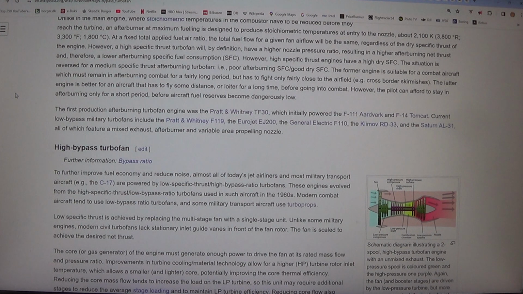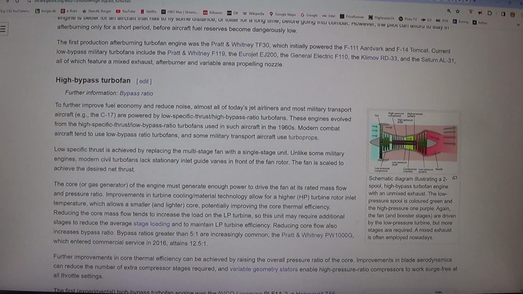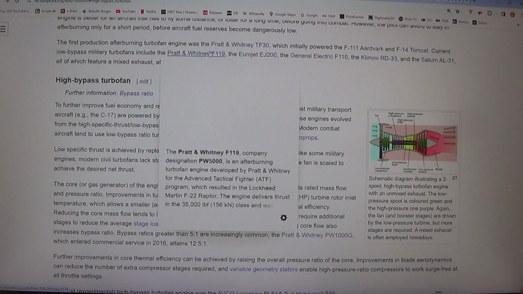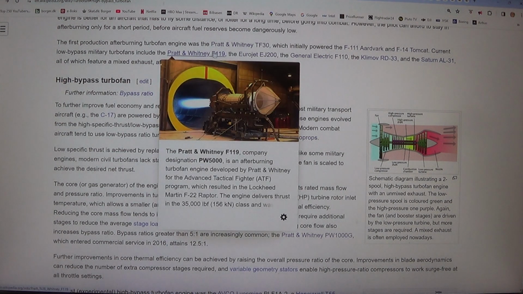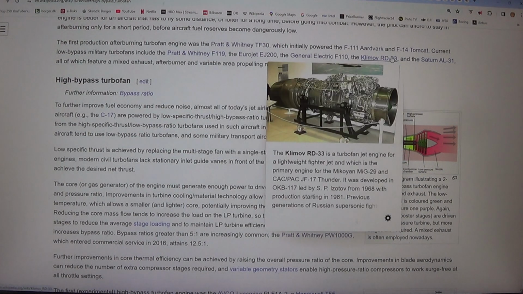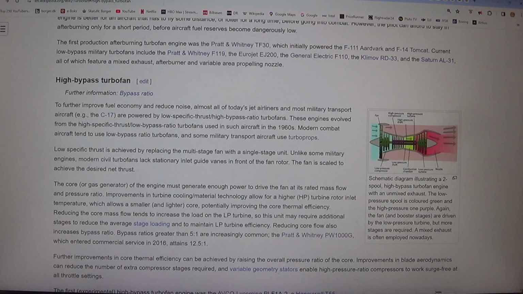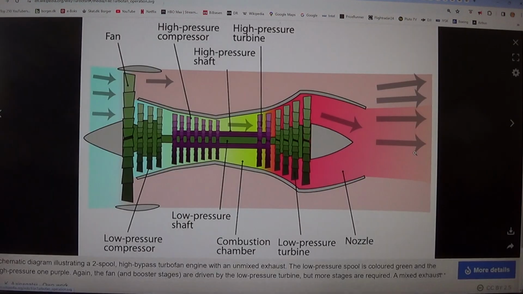The first production afterburning turbofan engine was the Pratt & Whitney TF30, which initially powered the F-111 Aardvark and F-14 Tomcat. Current low-bypass military turbofans include the Pratt & Whitney F119, the Eurojet EJ200, the General Electric F110, the Plymouth Road 33, and the Saturn L-31, all of which feature a mixed exhaust, afterburner and variable area propelling nozzle.